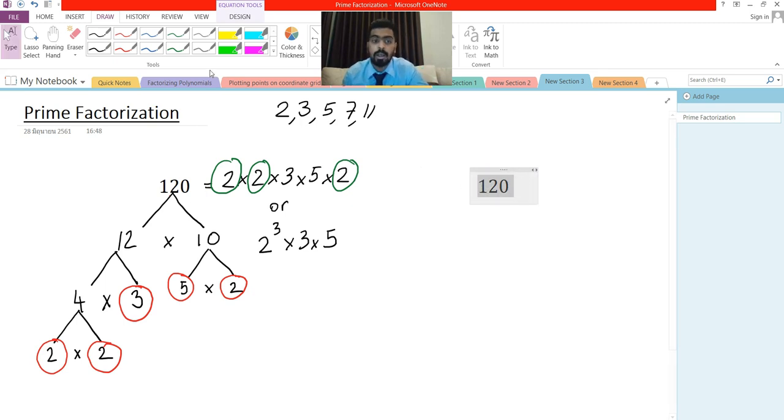Now, what I will be doing here is showing the same question to you, but instead of using 12 multiplied by 10, I am going to be using some other number. You can use any number, guys. You can use 60 times 2. You can use 40 times 3, right? You can use any two numbers that multiply and give you 120. So for this question, I'm going to change it. Let's say I'm going to use 40 times 3.